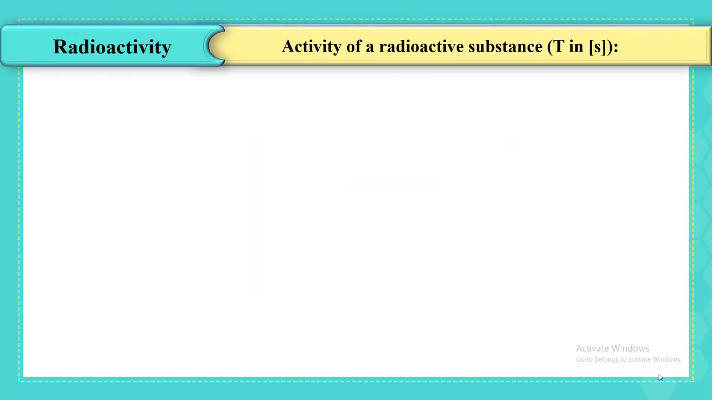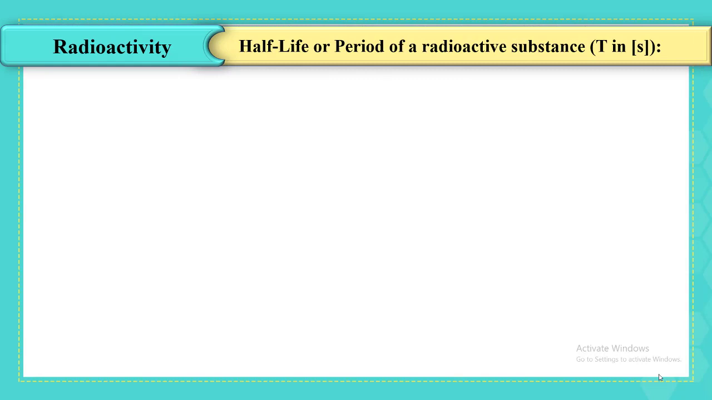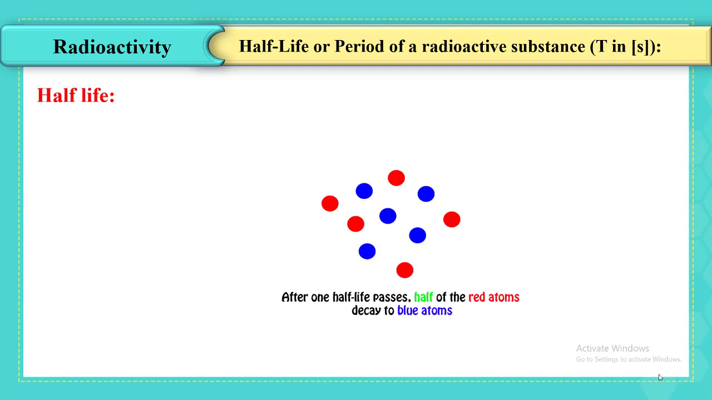So, activity of a sample of radioactive matter is the number of unstable atomic nuclei that decay per second in a given sample. The unit of the activity is expressed in becquerel, and there is another unit called curie. To convert from curie to becquerel and vice versa, we use 1 Ci equals 3.7 times 10 power 10 becquerel. As you have seen, in radioactivity, a nuclide X will be transformed into another nuclide Y with other physical and chemical properties.